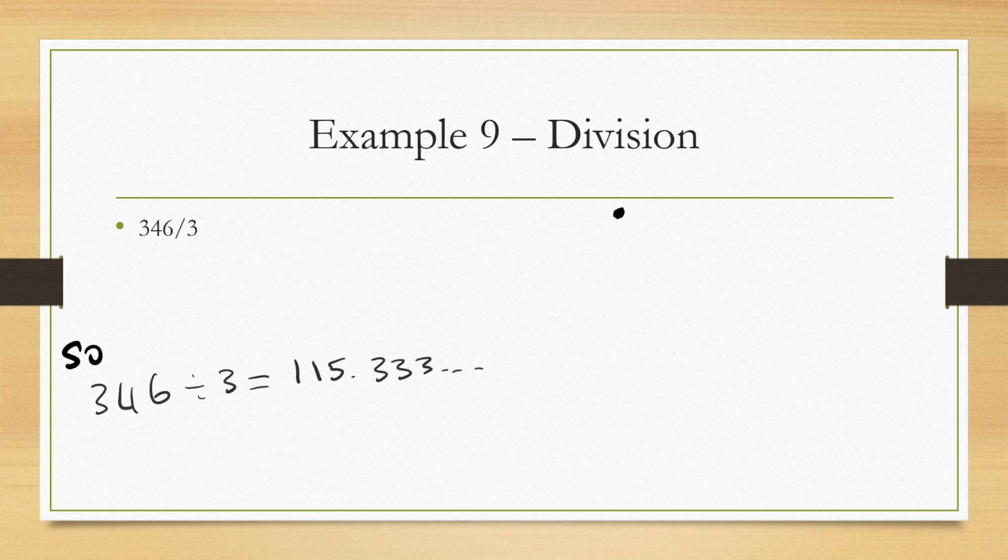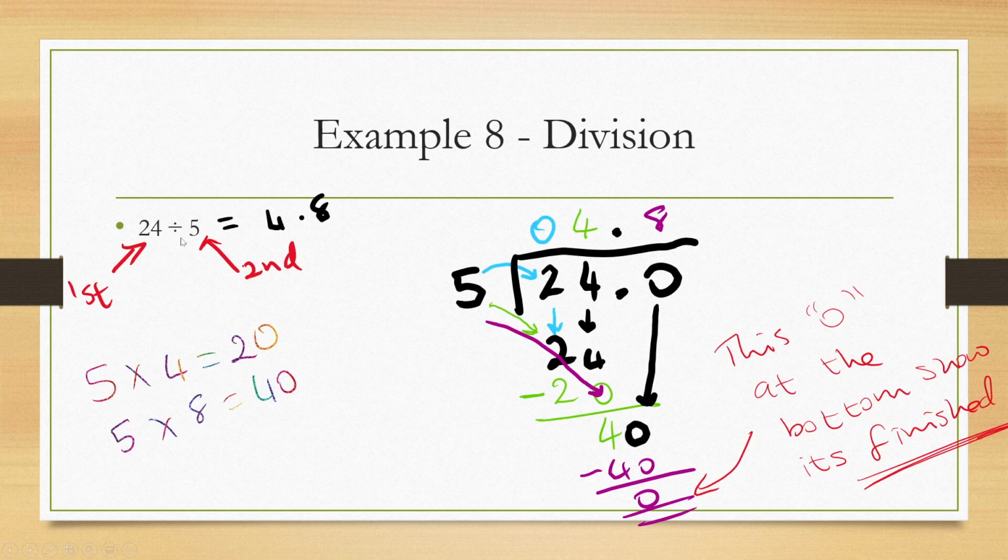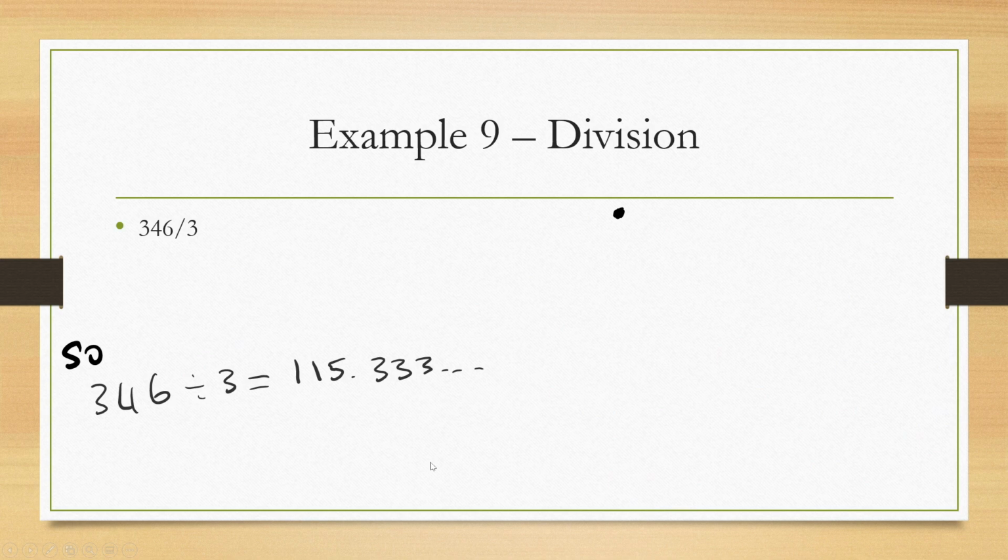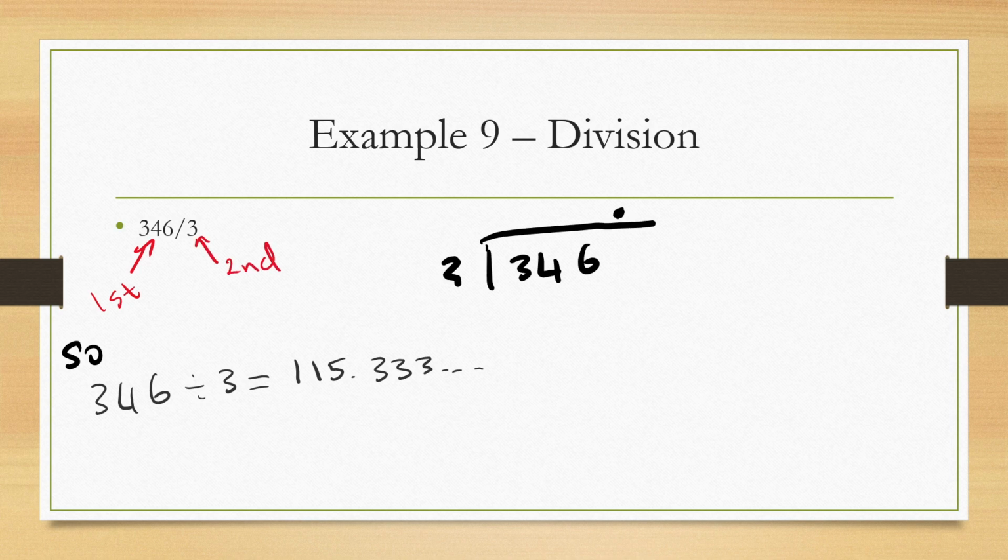So example 9, this is division. Let's try this. Like I told you before, this is another way of writing the same division sign. 346 divided by 3. What you're going to do is write the first number and the second number, same as before, 346 here. And then for the easy part of it, I'm just going to put the decimal place and put 2 zeros at the end, because I find it always really easy to do that. So this is the second number, this is the first number, okay?